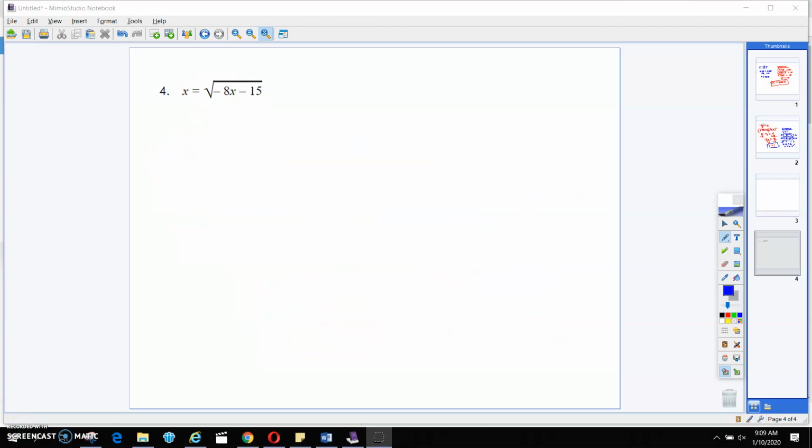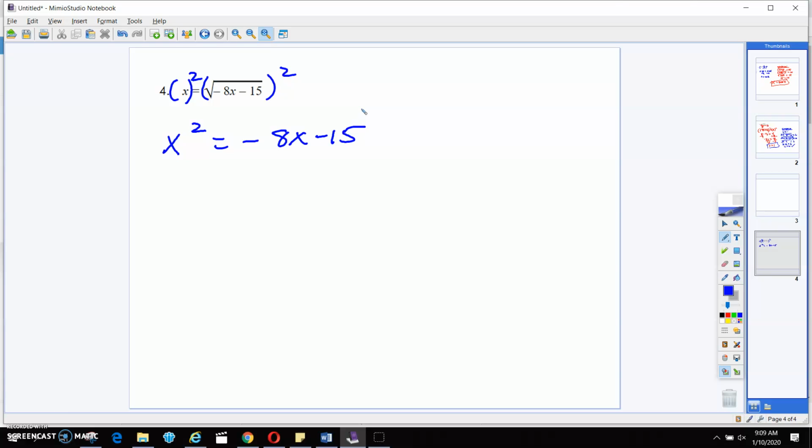Okay. So on this one, we're trying to isolate the radical. Well, the radical's already isolated. So what's step 2? Square both sides. So we're going to square both sides. When I square this side, x squared is going to give me x squared. Over here, it's going to be negative 8x minus 15.